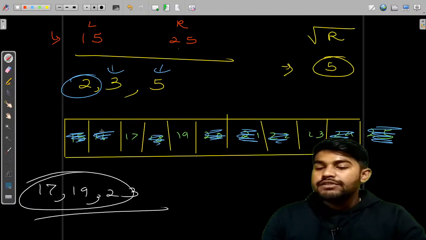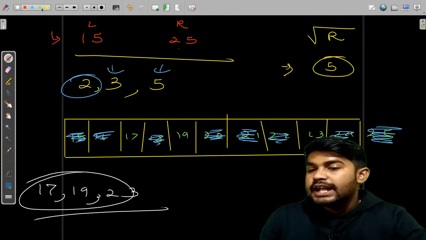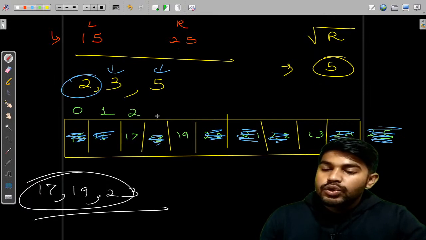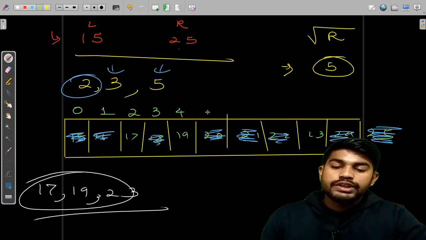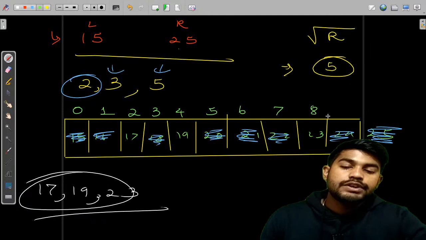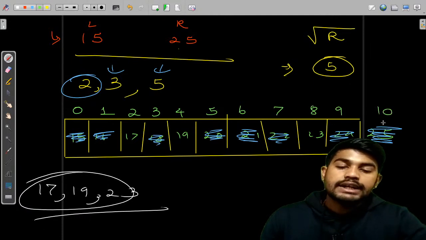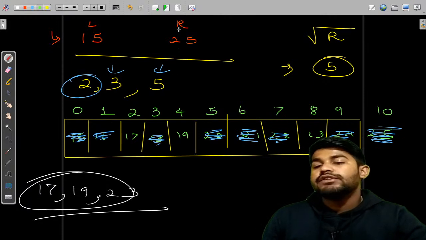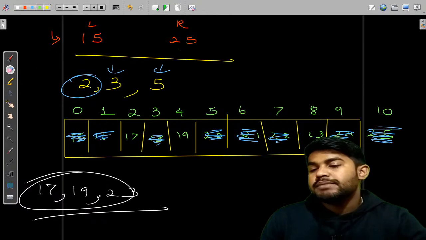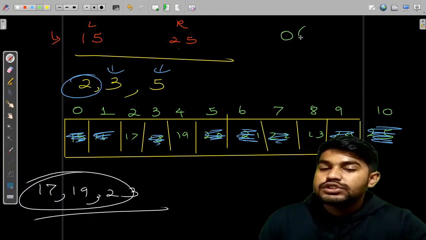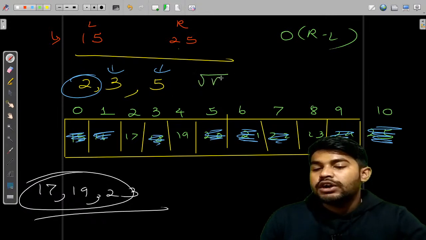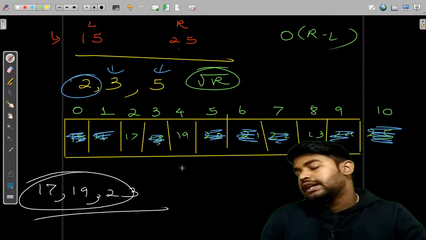Okay, and how can we have this level of array? We can do this by mapping 0 with 15, 1 with 16, 2 with 17, 3 with 18, 4 with 19, 5 with 20, 6 with 21, 7 with 22, 8 with 23, 9 with 24 and 10 with 25. So basically the auxiliary space would be how much? R minus L plus 1. First we need to calculate up to big O of root R, then all the multiples of that would be marked.